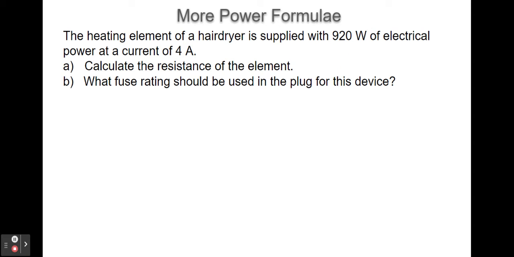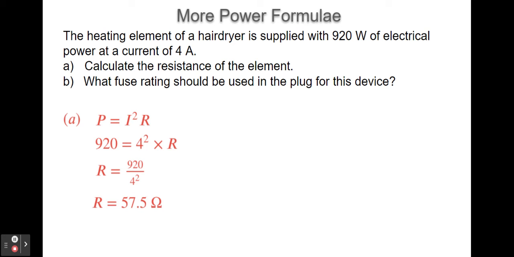So one more example. The heating element of a hairdryer is supplied with 920 watts of electrical power at a current of 4 amps. A. Calculate the resistance of the element, and B. What fuse rating should be used in the plug for this device? So, A. We know the power and the current, and we want to work out resistance. So the most sensible formula to use is this one, P equals I squared times R. Power is 920 equals I squared, which is 4 squared, times R. So resistance is 920 divided by 4 squared, or 920 divided by 16, which is 57.5 ohms.